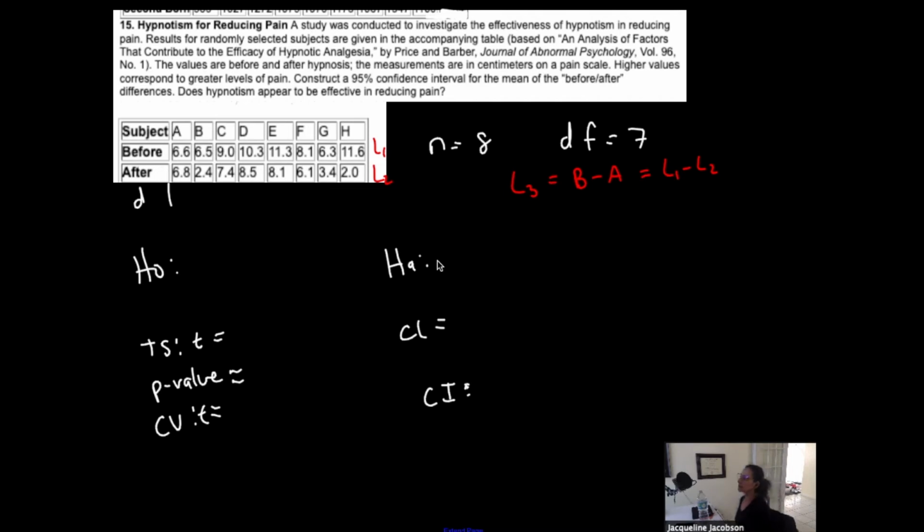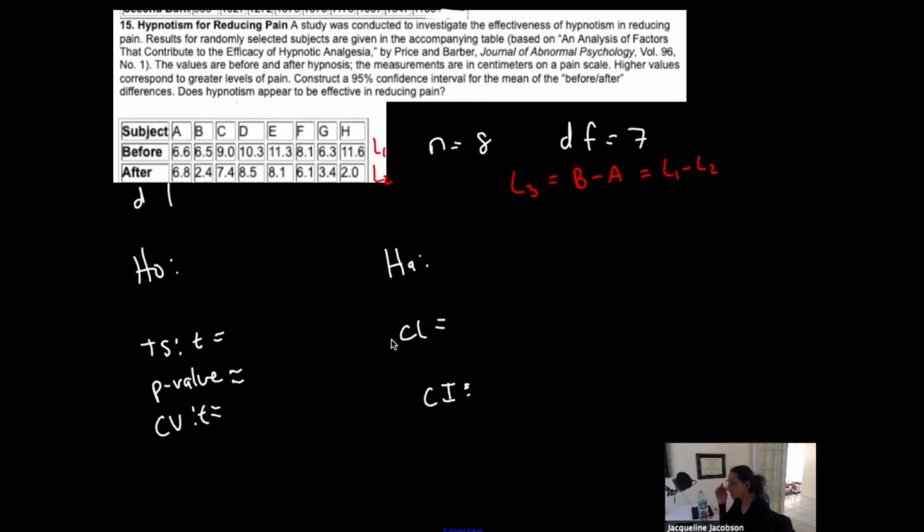A study was conducted to investigate the effectiveness of hypnotism in reducing pain. Results for randomly selected subjects are given in the accompanying table. The values are before and after hypnosis. The measurements are in centimeters on a pain scale. Higher values correspond to a greater pain level.